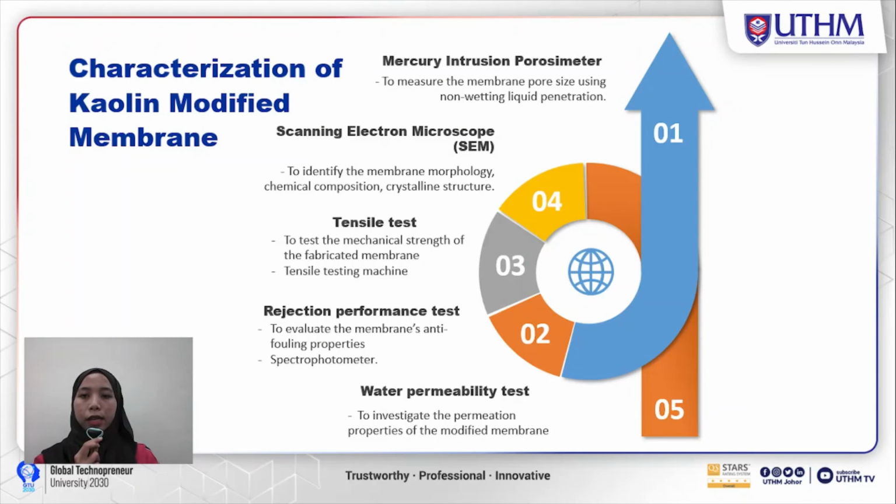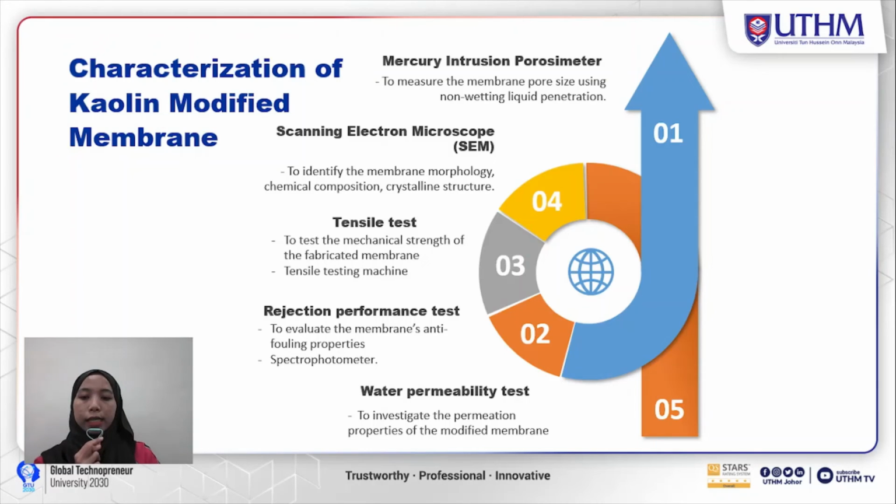Then, for the characterization of the kaolin modified membrane, there are several devices used. The first one is the mercury intrusion porosimeter. It is used to measure the membrane pore size using non-wetting liquid penetration. The second one is the scanning electron microscope (SEM) to identify the membrane morphology, chemical composition, and crystalline structure. The third one is the tensile test. It is to test the mechanical strength of the fabricated membrane using the tensile testing machine.